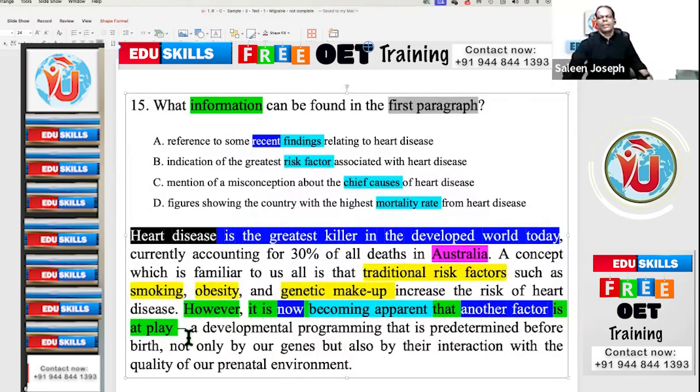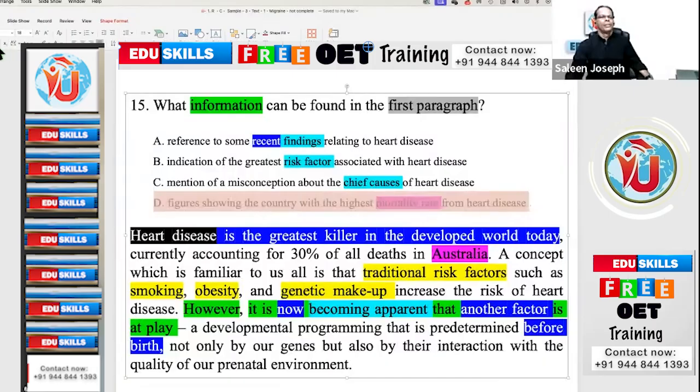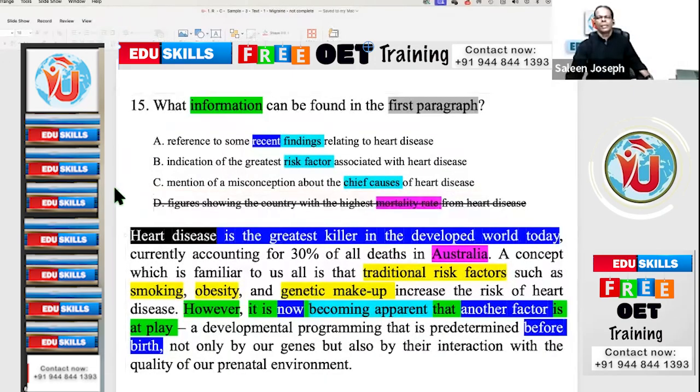Then after the hyphen, whatever comes is just explaining that particular thing. See, another factor at play. What factor? That's being explained now: a developmental programming that is predetermined before birth, not only by our genes, but also by their interaction with the quality of a parent's prenatal environment. See here, before birth. Whereas in option D, mortality rate, when does it happen? What does it indicate? It's after birth. So in that way also you can eliminate that. The text is speaking about before birth, prenatal, and this one is speaking about after birth.